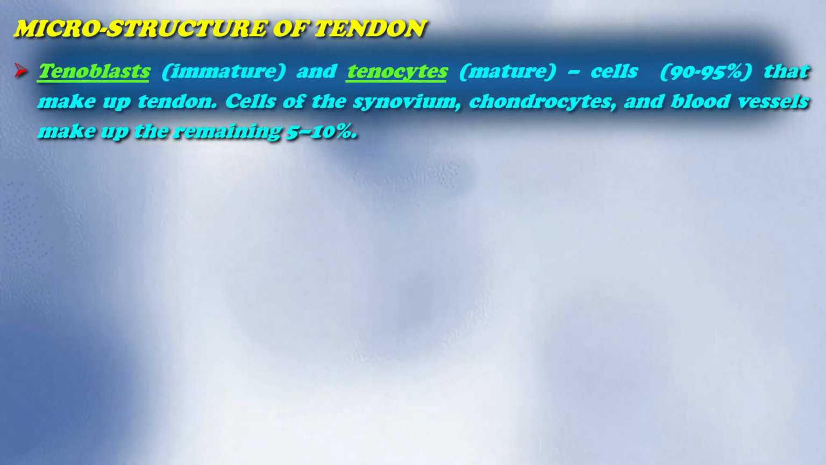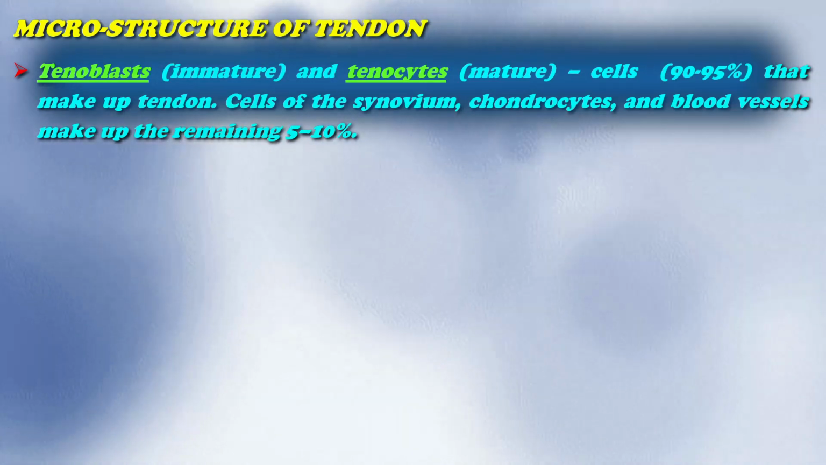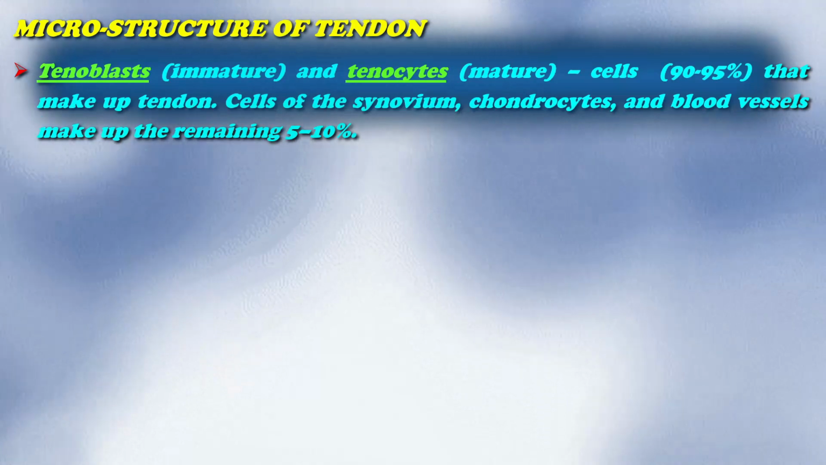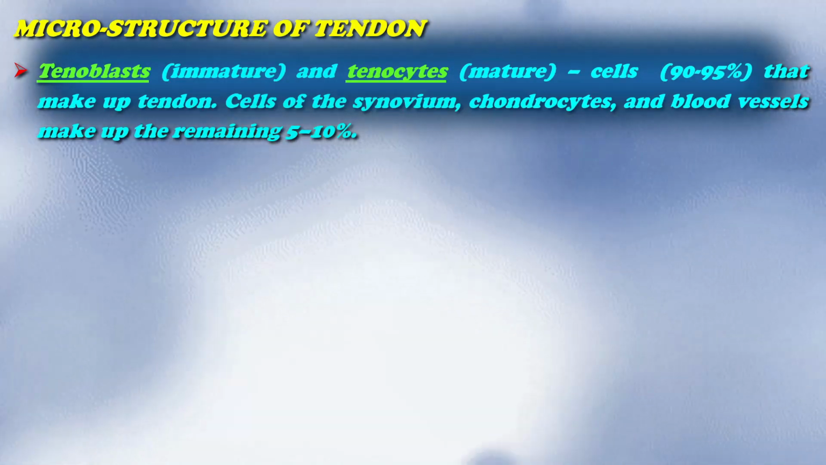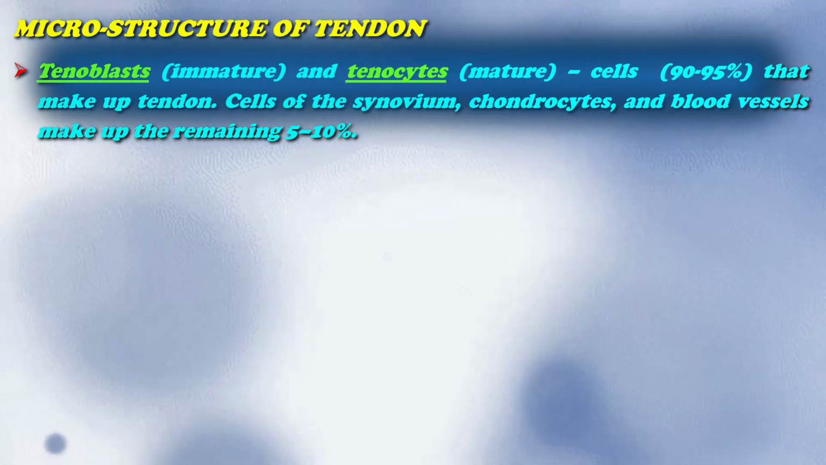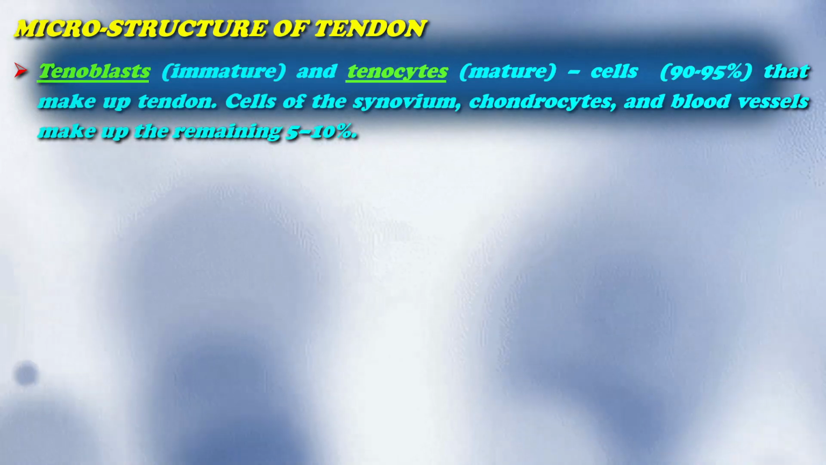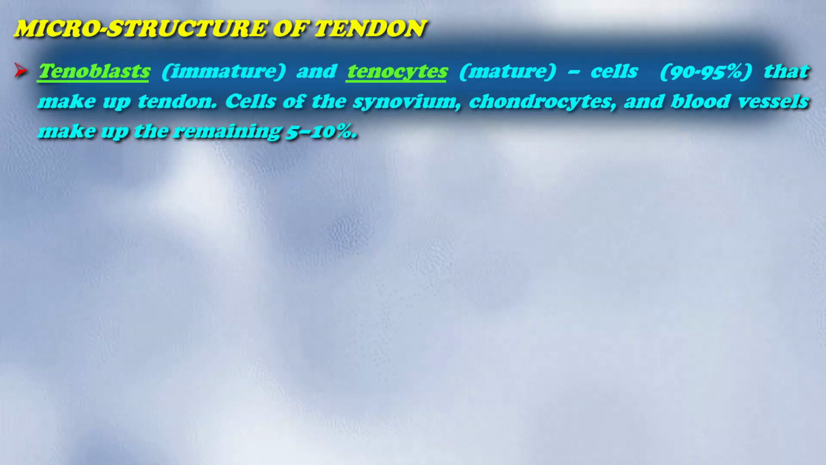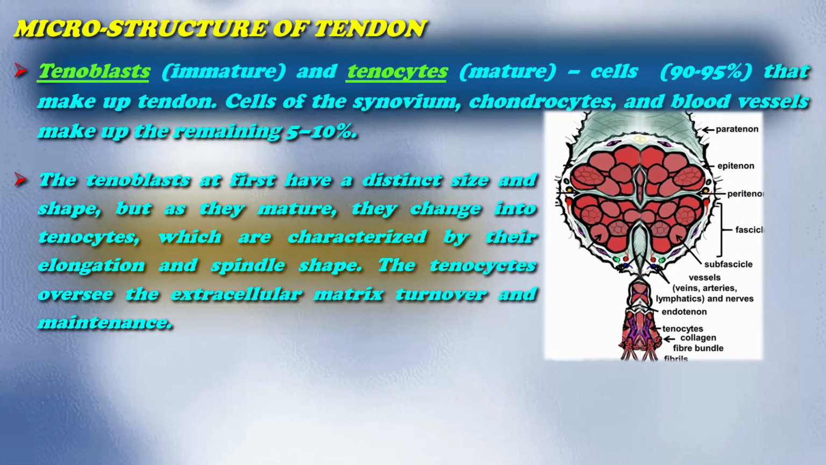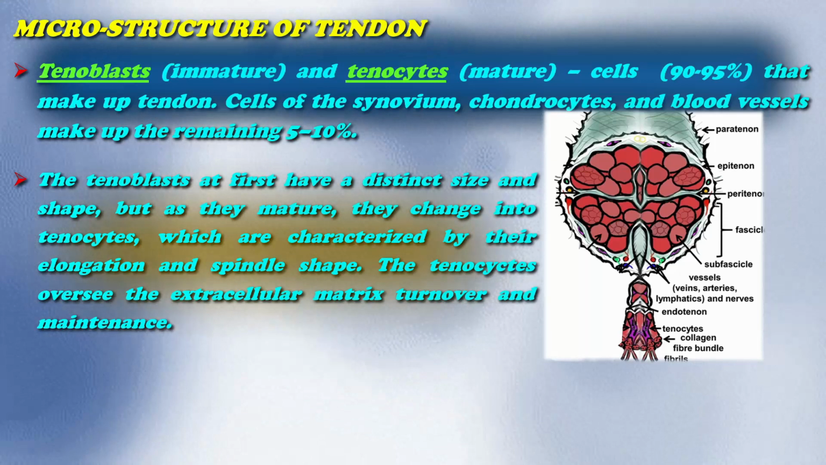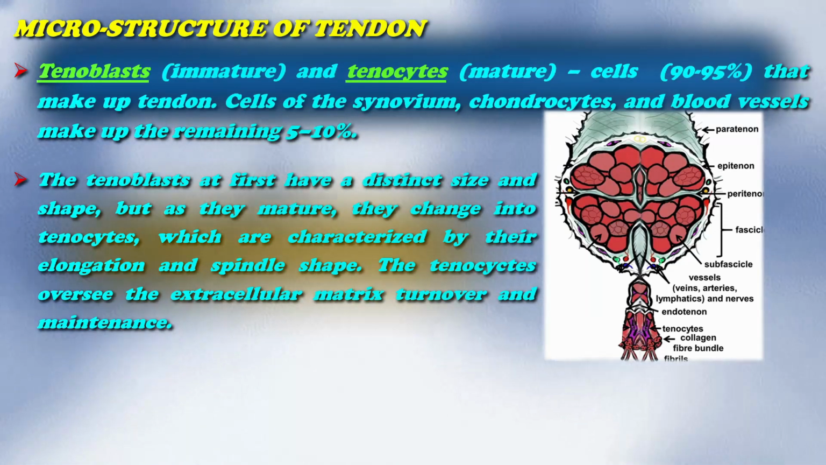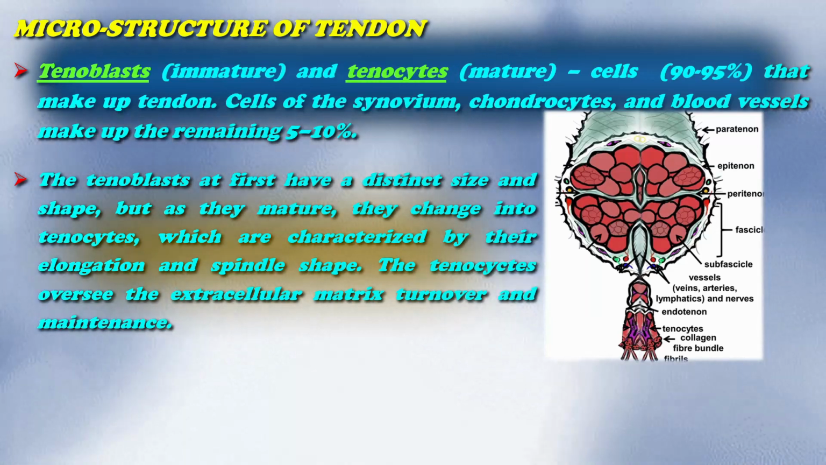Microstructure of tendon. The tendon contains tenoblasts, which are immature cells, and tenocytes, which are mature cells, making up approximately 90 to 95% of the tendon. Cells of the synovium, chondrocytes, and blood vessels make up the remaining 5 to 10%. The tenoblasts at first have a distinct size and shape, but as they mature, they change into tenocytes, which are characterized by their elongation and spindle shape.